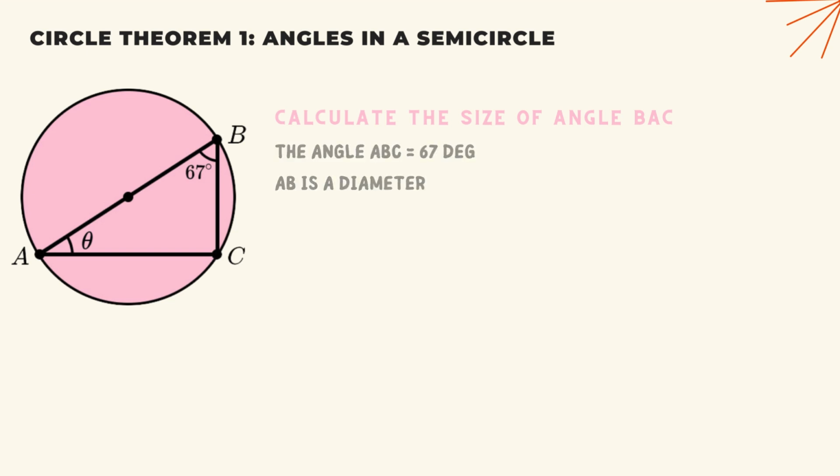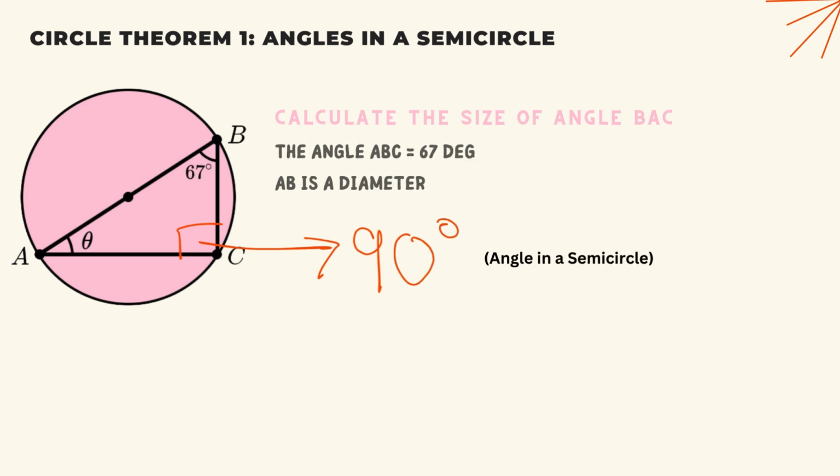In this figure, we have angle ABC, which is 67 degrees, and it's given that AB is a diameter. Since we already know that the angle in a semicircle formed at the circumference is always equal to 90 degrees, we can conclude that angle ACB is 90 degrees.